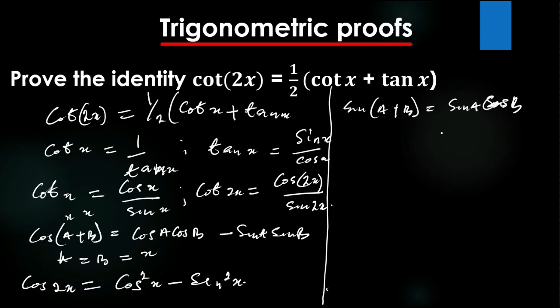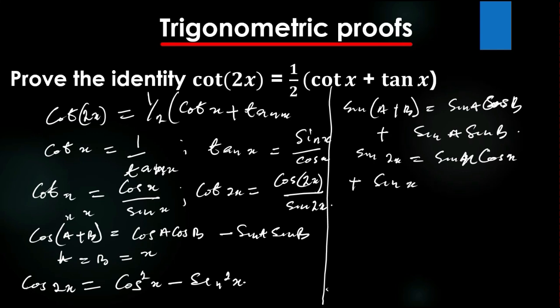Now, remember again that sine of A plus B is equal to sine A cos B plus cos A sine B. So that once again, if A is equal to B and B is equal to x, then we'll be left with sine 2x. This will be equal to sine x cos x plus sine x cos x. So that sine 2x is the same thing as 2 sine x cos x.